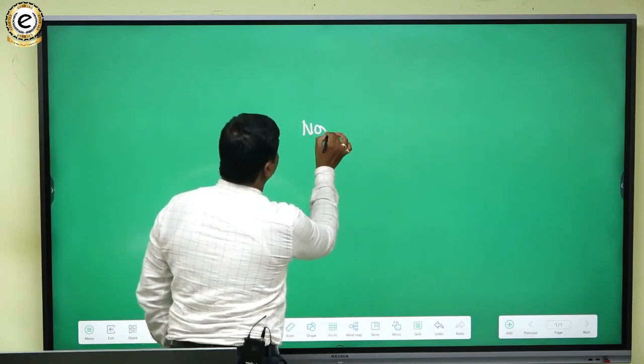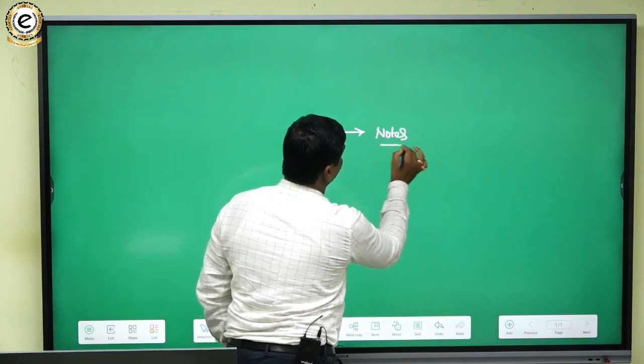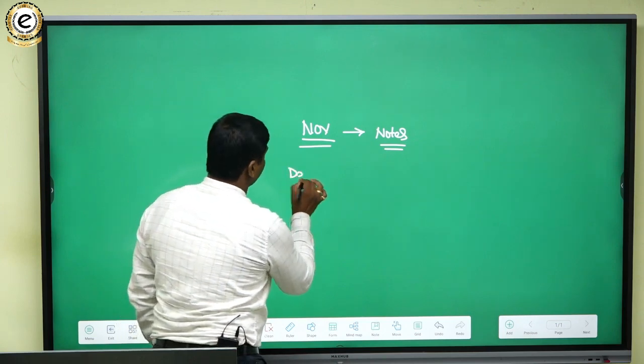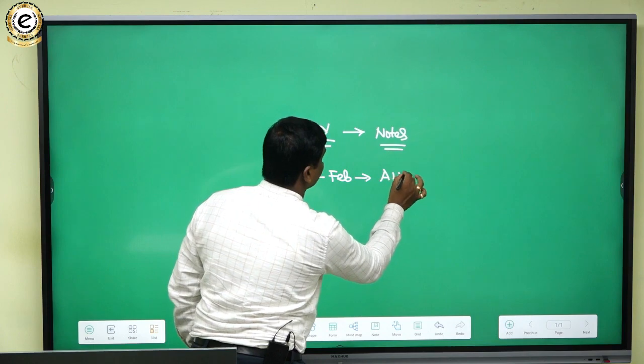If you complete everything by November, including classes, notes, research and all other work, then from December to February, in these three months, you can go for answer writing practice.